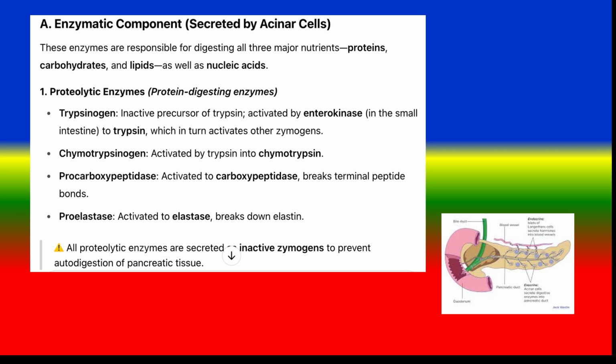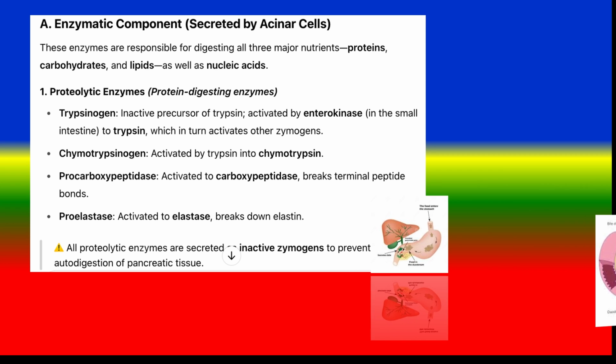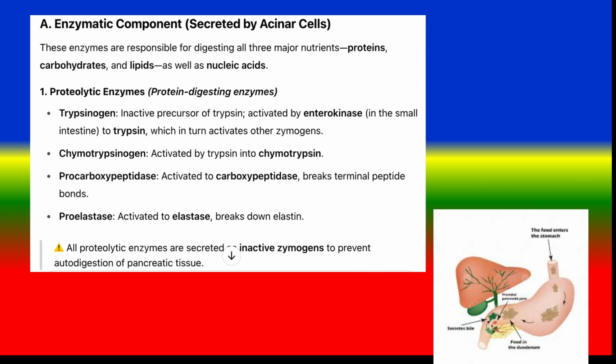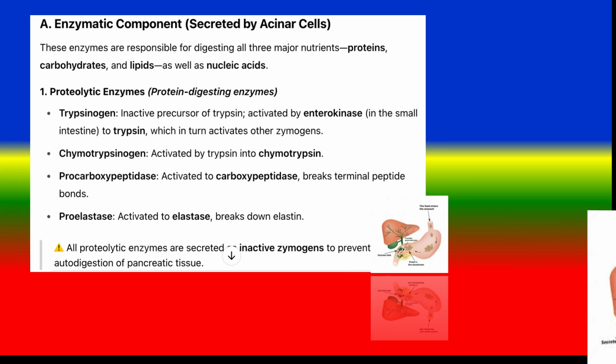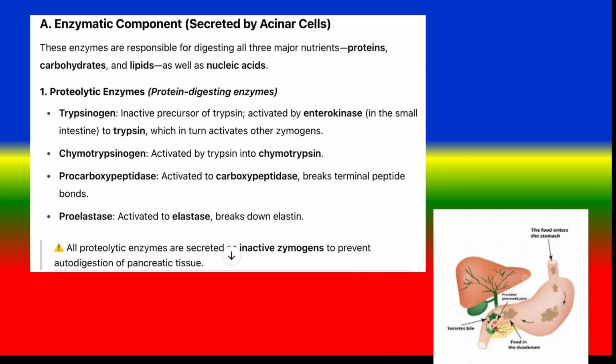1. Proteolytic enzymes. Protein-digesting enzymes: trypsinogen, inactive precursor of trypsin, activated by enterokinase in the small intestine to trypsin, which in turn activates other zymogens. Chymotrypsinogen, activated by trypsin into chymotrypsin. Procarboxypeptidase, activated to carboxypeptidase, breaks terminal peptide bonds. Proelastase, activated to elastase, breaks down elastin. All proteolytic enzymes are secreted as inactive zymogens to prevent autodigestion of pancreatic tissue.